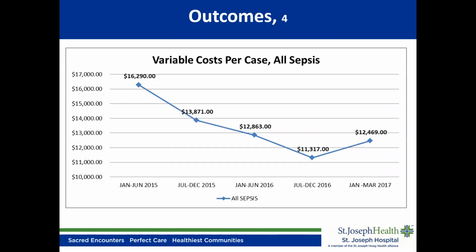And this shows our variable cost per case. So since 2015, again, we've had a dramatic increase in the cost of care. And that's not just because of the decreased length of stay. It's, again, because that early goal-directed therapy prevented patients from progressing to severe sepsis and septic shock. And it also then eliminated the need for all those additional treatments and services.